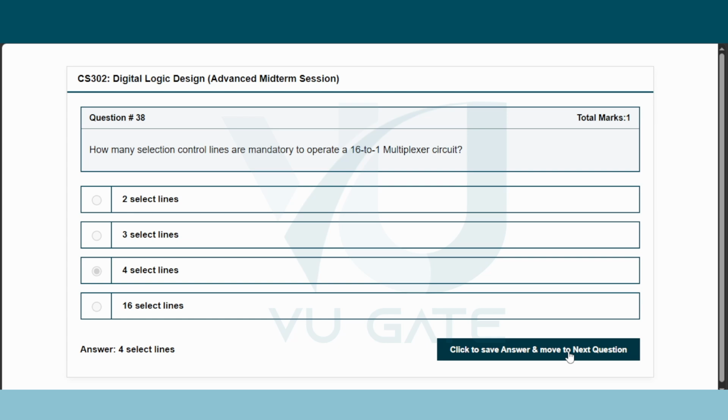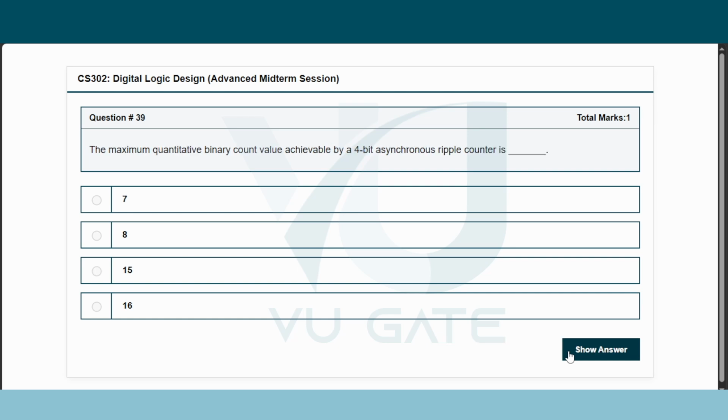Let's look at question 39. The maximum quantitative binary count value achievable by a 4-bit asynchronous ripple counter is blank. The correct answer is 15. Finally, question 40. Which error-correcting or checking logic code appends extra bit fields to discover single-bit system translation corruptions? The correct answer is Hamming code.